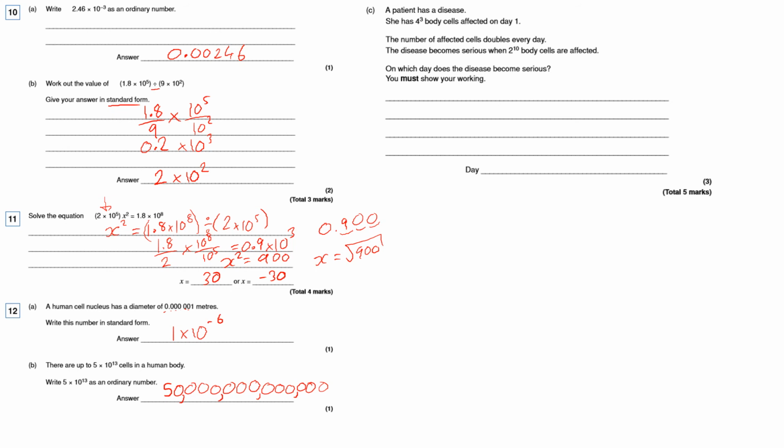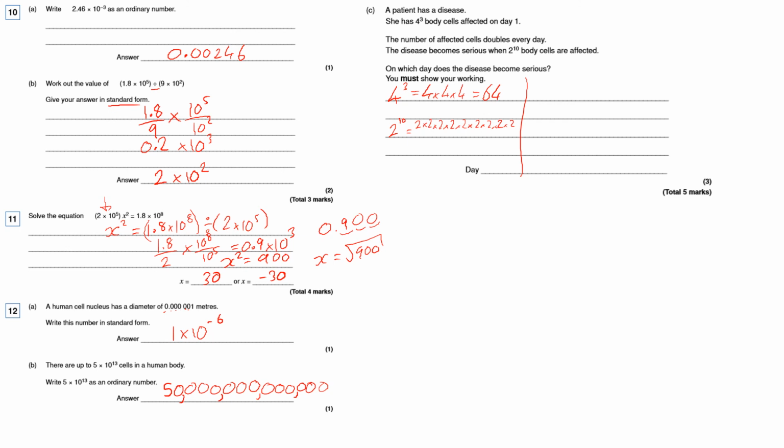And then C, we've got 4 cubed body cells affected on day 1, and then 2 to the 10 is when it becomes serious. So there's two ways of approaching this, so I will show you both. First way would be to work out what these numbers are. 4 cubed is 4 times 4 times 4 is 64. 2 to the power of 10 is 2 times 2 times 2 times 2 times, well, do that 10 times.